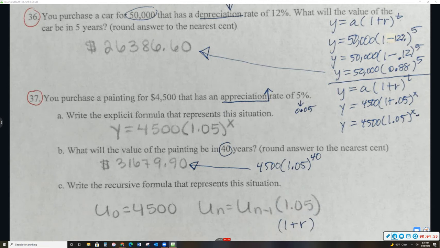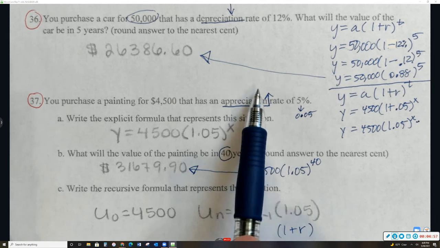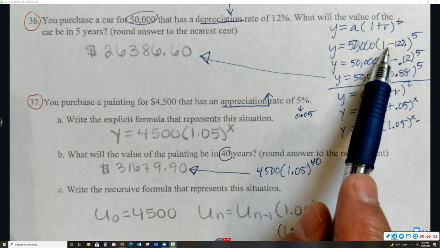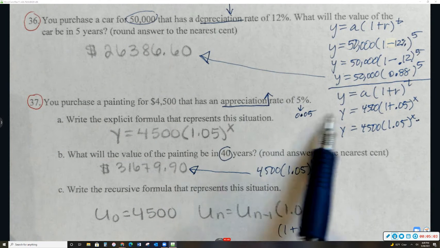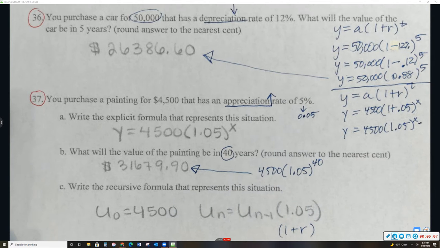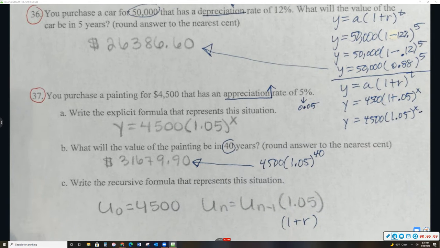And again, just remember, depending on the word problem, if it's depreciating, you're actually going to subtract. If it's appreciating, you're actually going to add r. Okay, and that's those two.